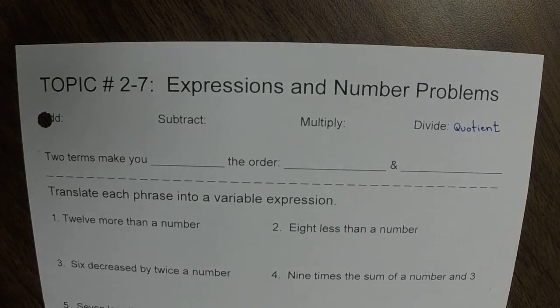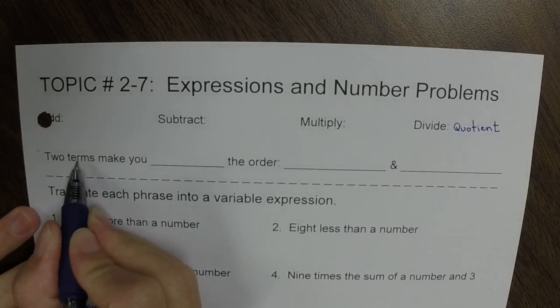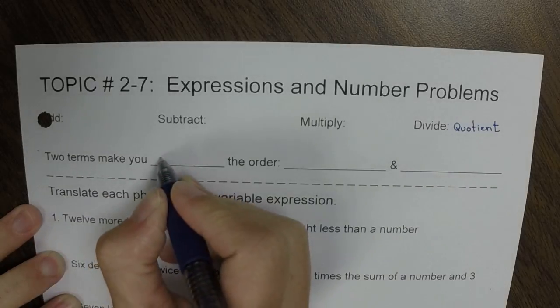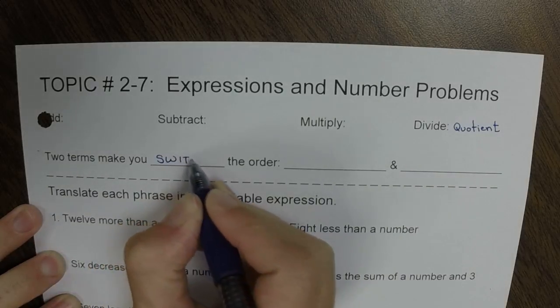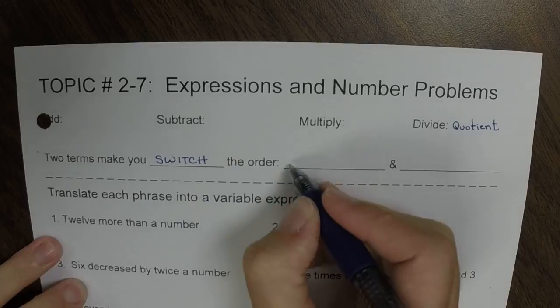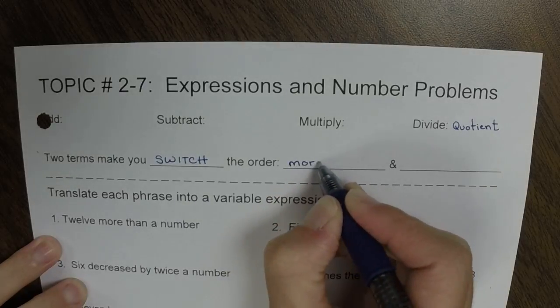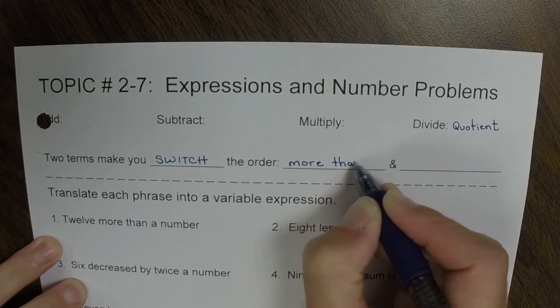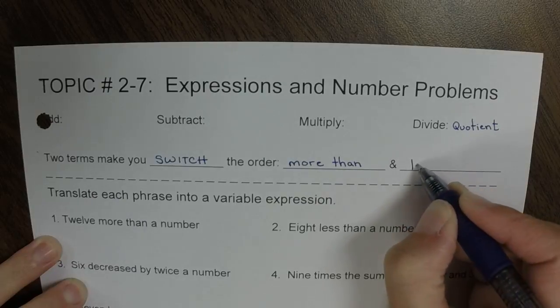The other most important thing about expressions and number problems is there are two terms or sets of words that make you switch the order in which you see the problem. The first is more than, and the other is less than.